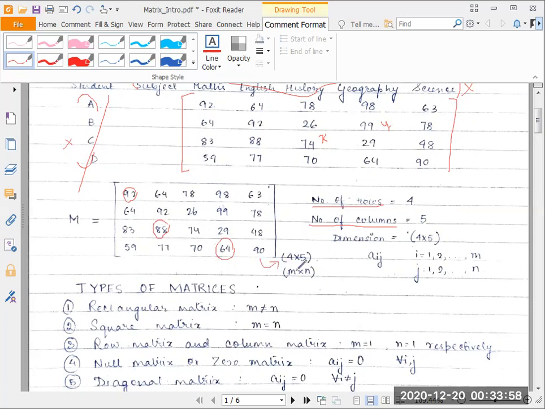Numerically, in general, we say that the dimension of a matrix is m cross n. And as I have mentioned here, this Aij represents the elements of the matrices. Now, this notation needs to be explained. So what is Aij? Here you can see that there's a subscript ij. What does that stand for?